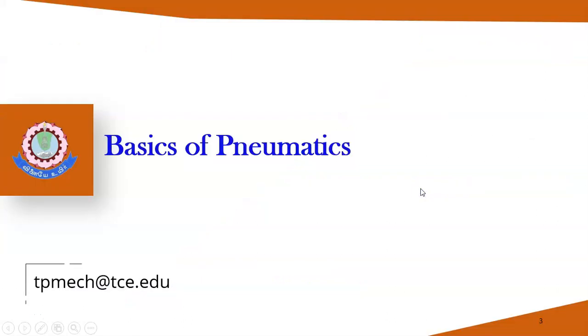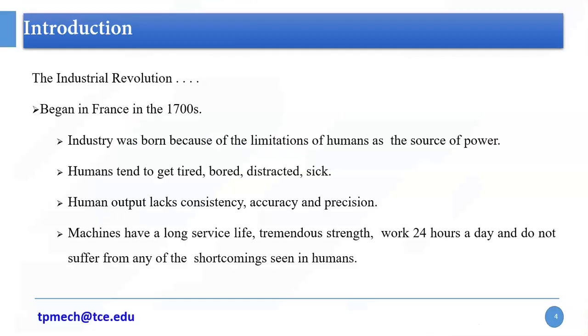Right, so today we are going to see the basics of pneumatics. Pneumatics is one of the fluid powers. It uses air as a medium, air as a source. Right, so we begin with the introduction.